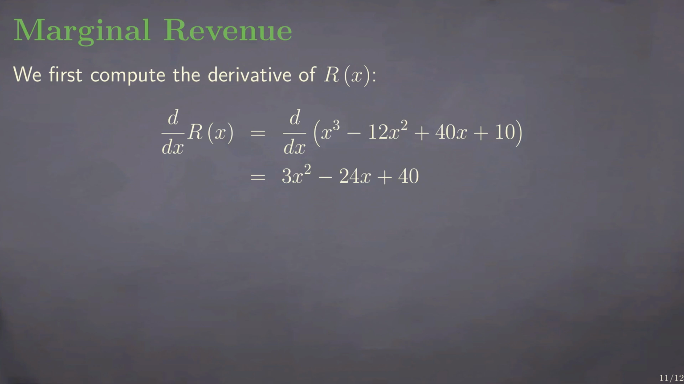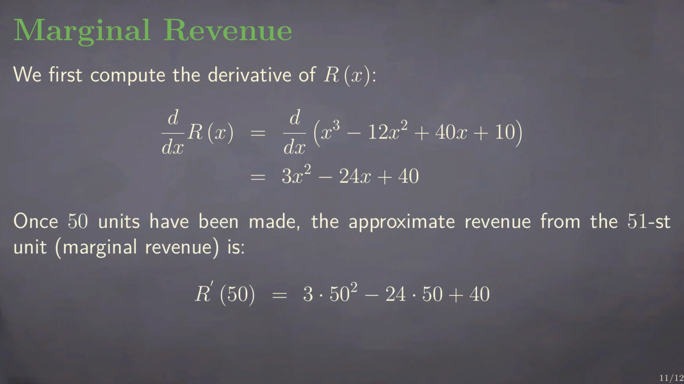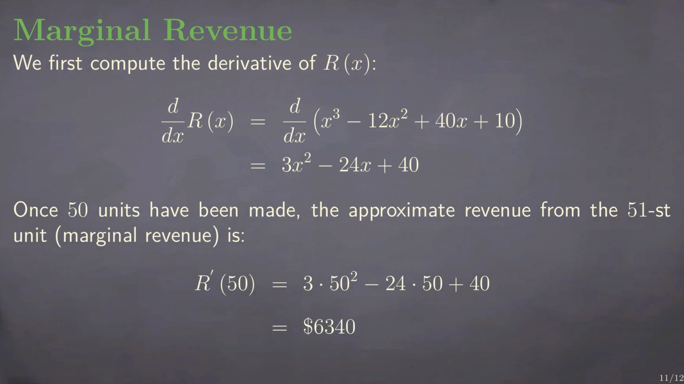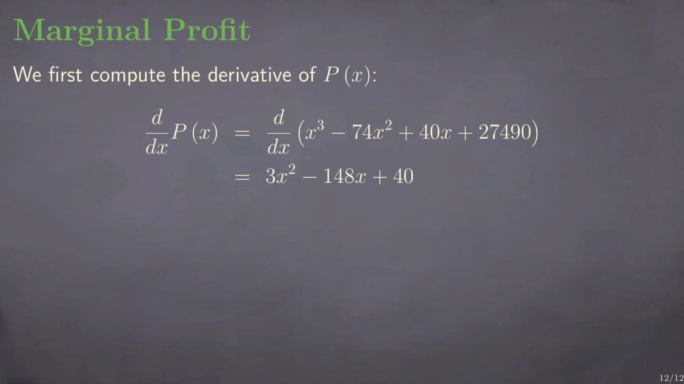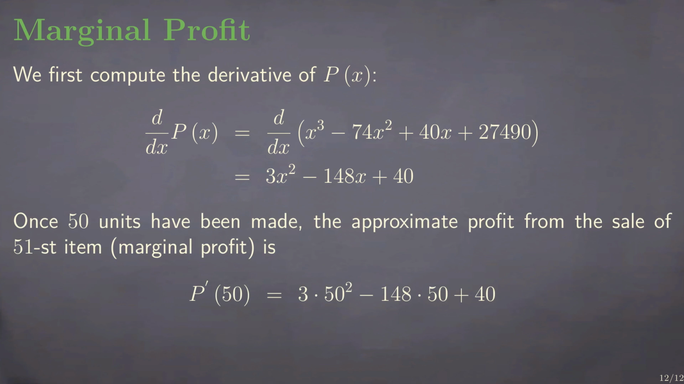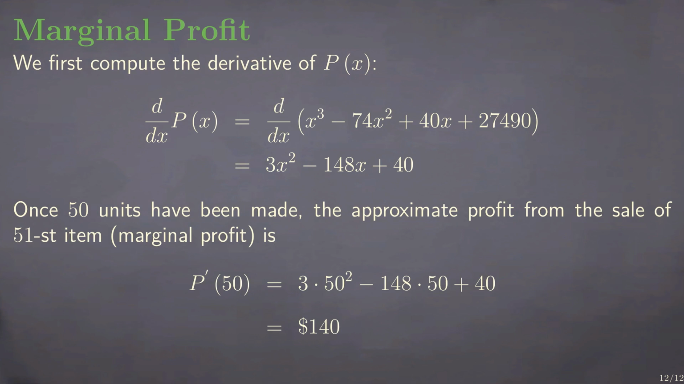Now similarly, we compute the derivative of R of x, and it is 3 times x squared minus 24 times x plus 40. And so the marginal revenue is R prime of 50, which is $6,340. And last, the derivative of the profit function is 3 times x squared minus 148 times x plus 40. And so once 50 units have been made, the approximate profit from the sale of the 51st item, or the marginal profit, is P prime of 50, which is $140.